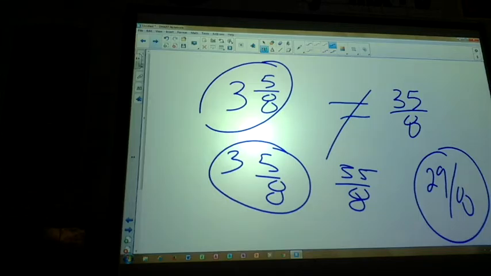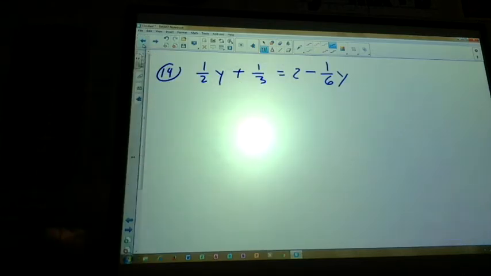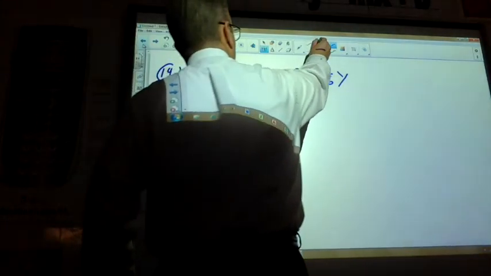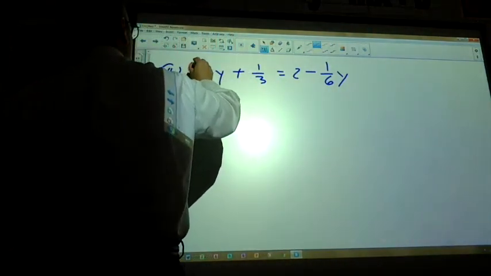Cool? All right, last question I want to talk about, that one. How many terms do I have up there? 3, 4. 4, everyone good with 4? I have 1/2 y, that's a term. I have 1/3, that's a term. I have 2, that's a term. And negative 1/6 y is also a term. I have denominators of 2, 3, and 6. What should I multiply all 4 terms by? 6 over 1. Okay.